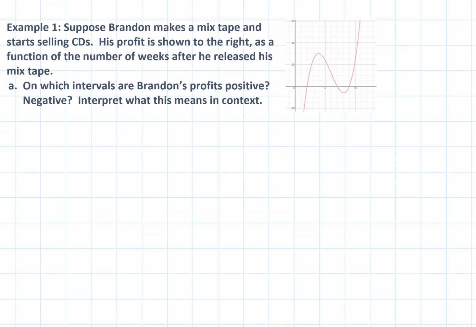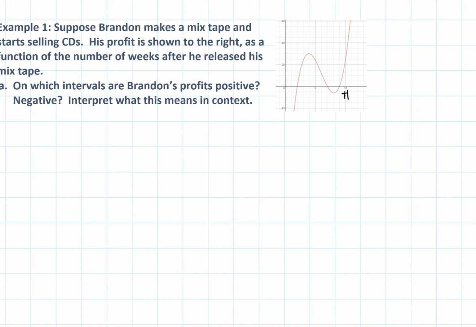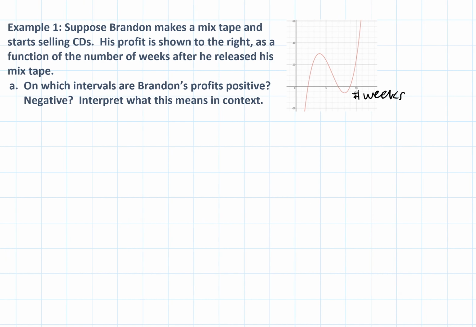Suppose Brandon makes a mixtape and starts selling CDs. His profit is shown to the right as a function of, so as a function of means the next thing is the x values, the number of weeks after he released his mixtape. So x would be number of weeks, and y would be profit. How much money is he making? On which intervals are his profits positive or negative, and interpret what that means in context.